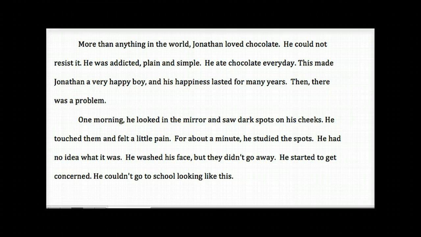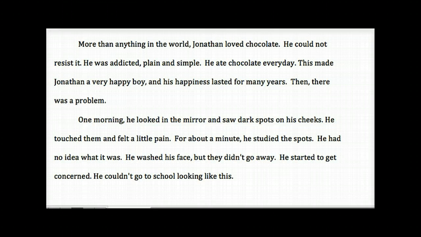So after reading this draft, I say, you know what, I kind of like it. I think for a draft it's pretty well written. I think it's clear. I've introduced a character right away, Jonathan, and I've told you a little bit about him, that he loves a lot of chocolate. However, he's having a recent problem, and he has these spots on his face, and he's concerned with how he looks, and he doesn't want to go to school looking like this.